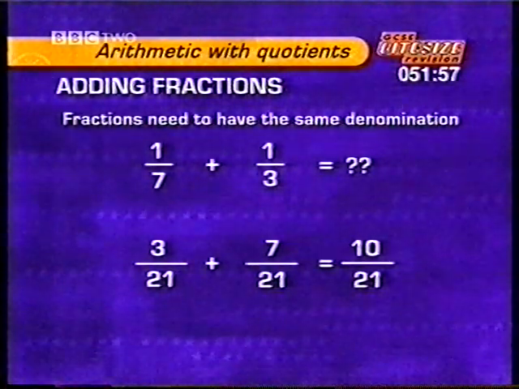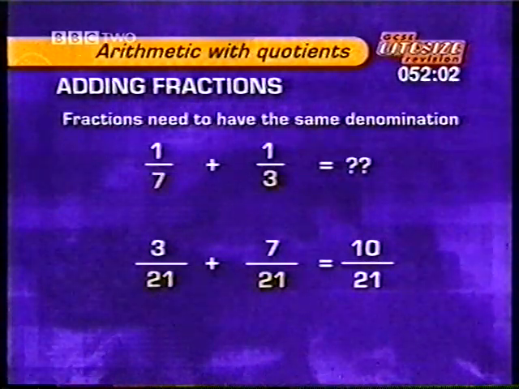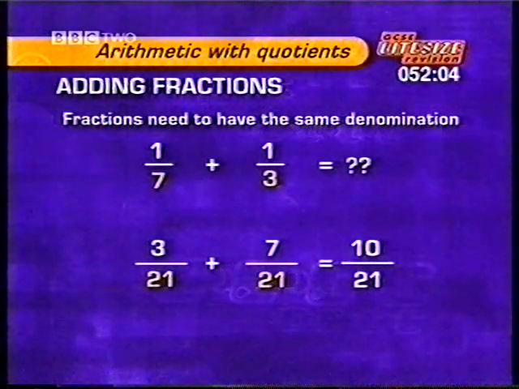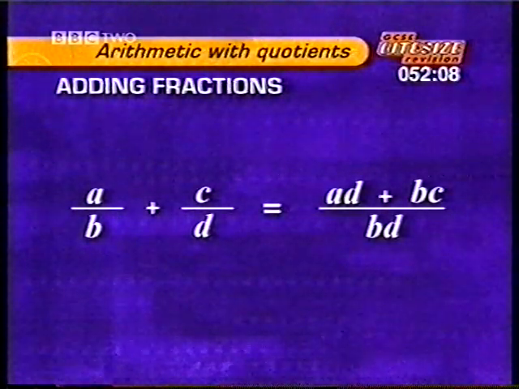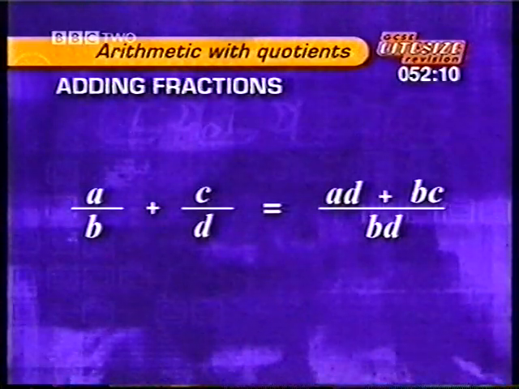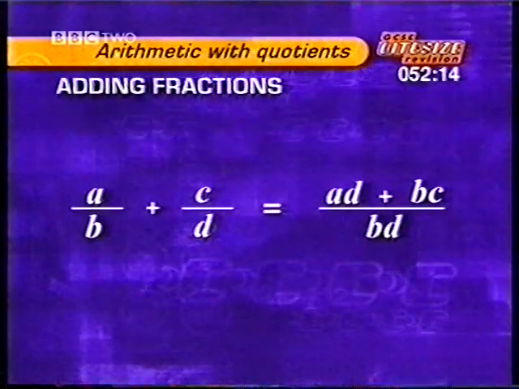In practice, a quick way to get a common multiple is to multiply the two denominators together. That's 3 times 7, 21. A general rule for the addition of fractions is a over b plus c over d equals a times d plus b times c over b times d.